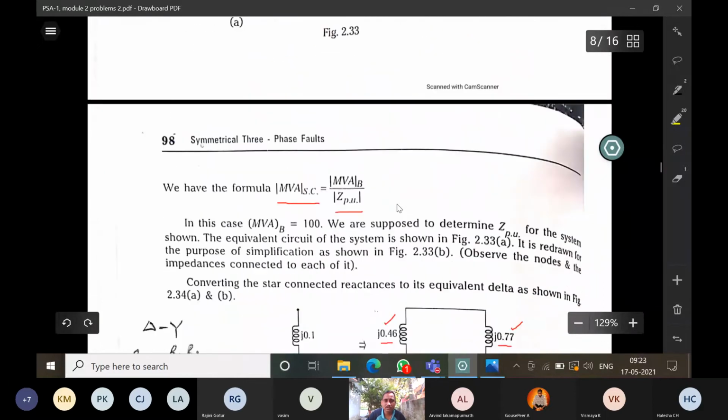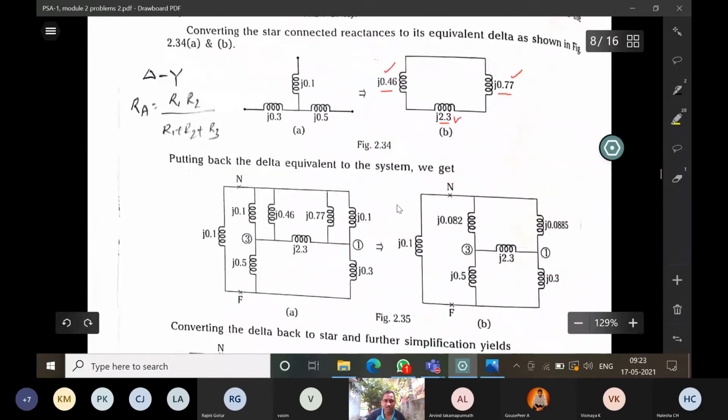Okay, so now your circuit becomes like this, right? So this delta connection comes here. Now again, what are the reactances that are parallel here? This reactance and this reactance are in parallel now, and these are in parallel, right? So 0.1 into 0.7 divided by 0.1 plus 0.7. Do the calculation.